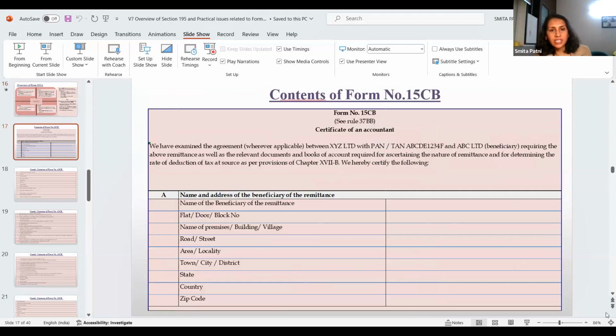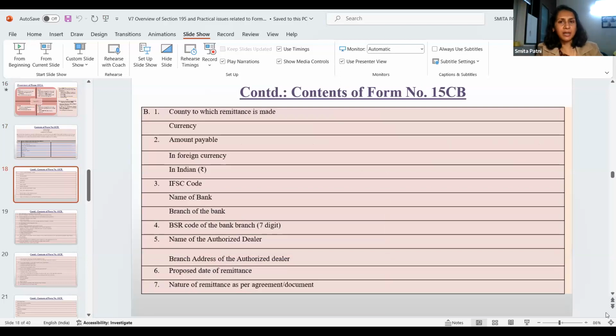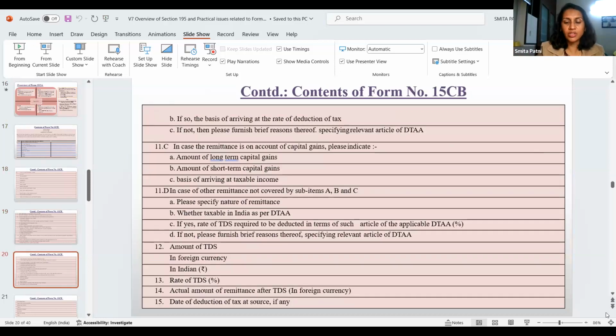Now, what are the contents of 15CB? 15CB is divided into two parts, Part A and Part B. In Part A, obviously, the name and address of the beneficiary of the remittance is there. The name of the beneficiary and all his details will go in Part A. Part B has 15 clauses.